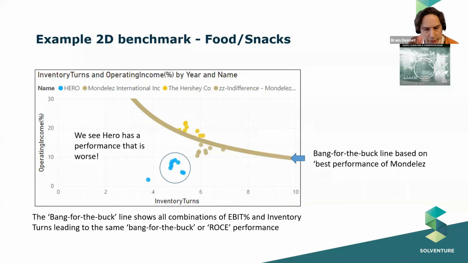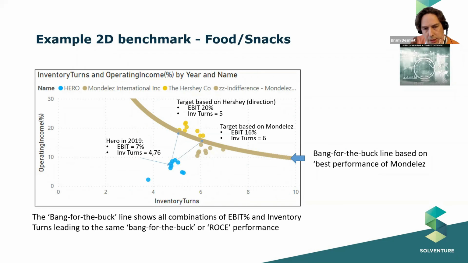If we add Hero, then Hero does have a challenge, right? Because they are lagging behind in inventory turns and in EBIT. And okay, you can start analyzing what could be a good target for me as Hero. How do I step from my performance to the performance of a company like Mondelez? And do I want to connect in the Hershey direction, or do I want to connect in the Mondelez direction? And the direction I want to connect with the curve is again linked to the strategy.